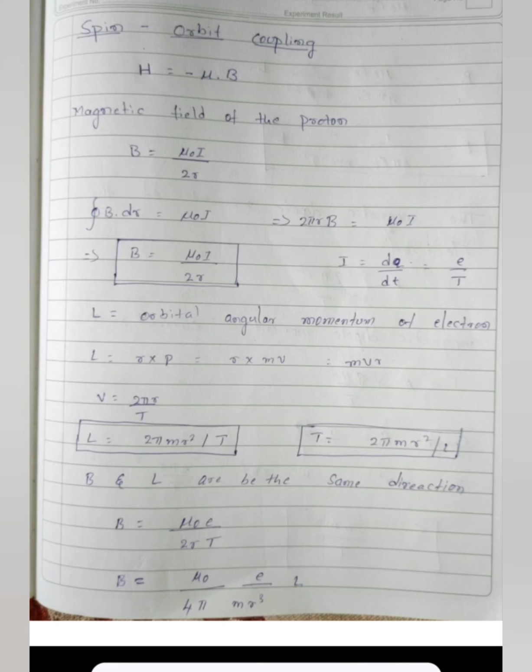You already know what T is. T is the period. So T is equal to 2 pi m r square by L. Replace T is equal to 2 pi m r square by L in this equation. Finally we get B is equal to mu naught divided by 4 pi, E divided by m r cube, into L.